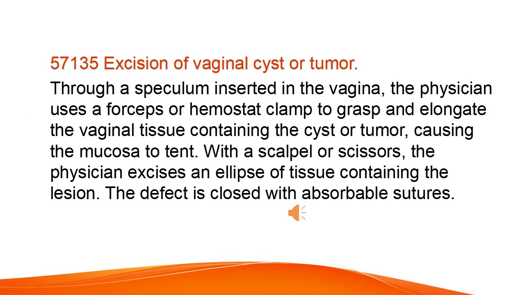Excision of vaginal cyst or tumor. Through a speculum inserted in the vagina, the physician uses a forceps or hemostat clamp to grasp and elongate the vaginal tissue containing the cyst or tumor, causing the mucosa to tent. With a scalpel or scissors, the physician excises an ellipse of tissue containing the lesion. The defect is closed with absorbable sutures.